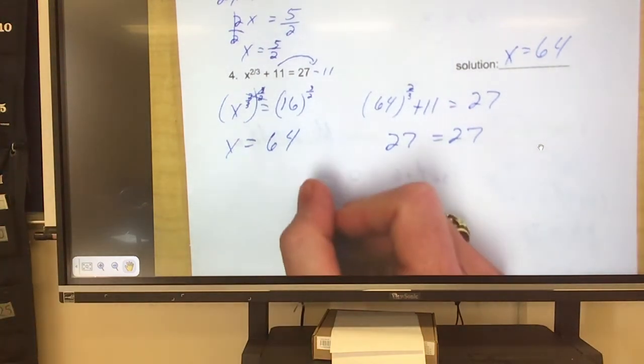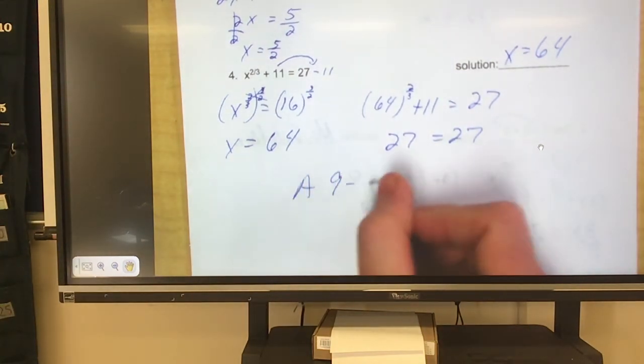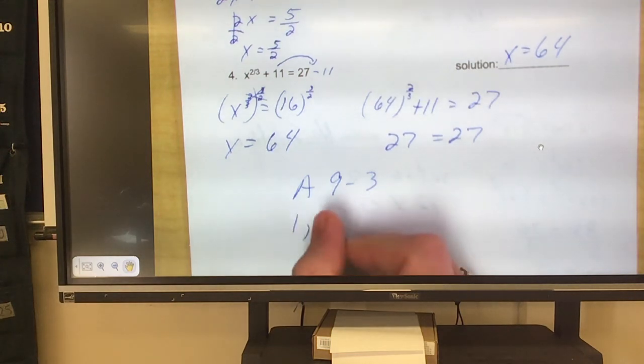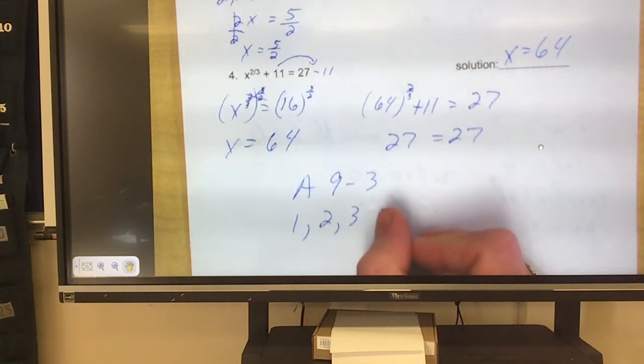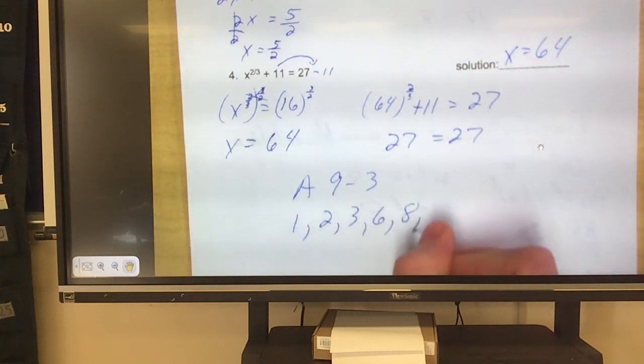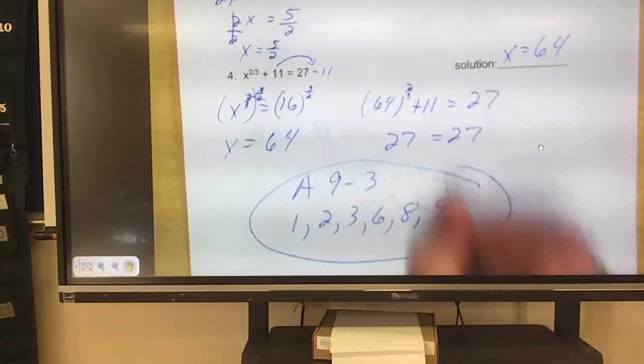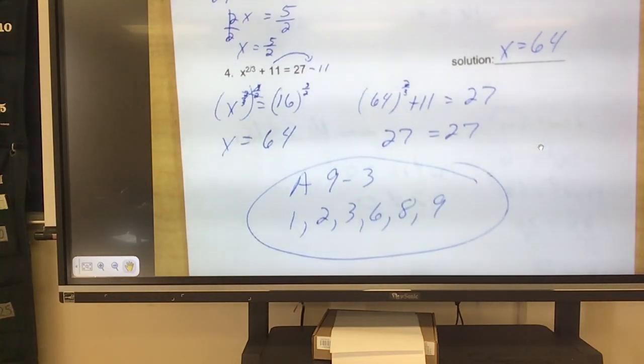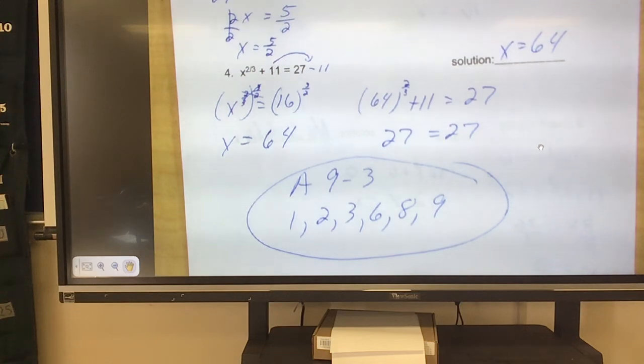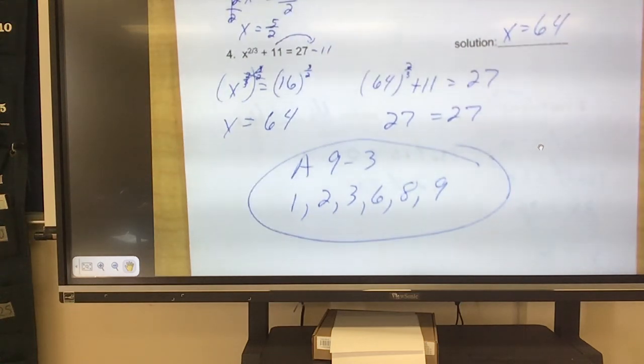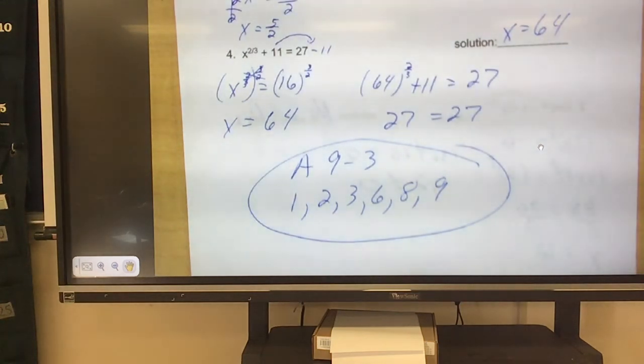For your assignment, you're going to do A9-3. You're going to do numbers 1, 2, 3, 6, 8, and 9. This assignment is due first thing tomorrow. This concludes notes for 9-3.